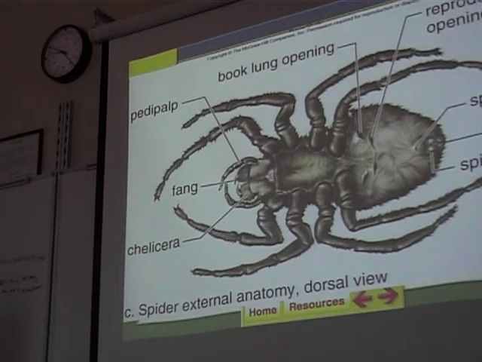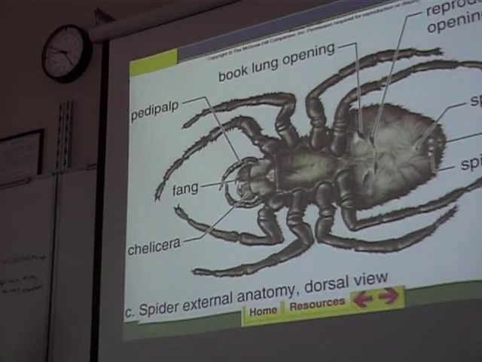Here's the opening to their book lungs. Remember I said inside they have book lungs that look like pages of a book. The reproductive opening is how they lay eggs and such. The spiracle releases the web, the silk, and the spinnerets, those are the 2 appendages I was talking about that hold and weave the web.